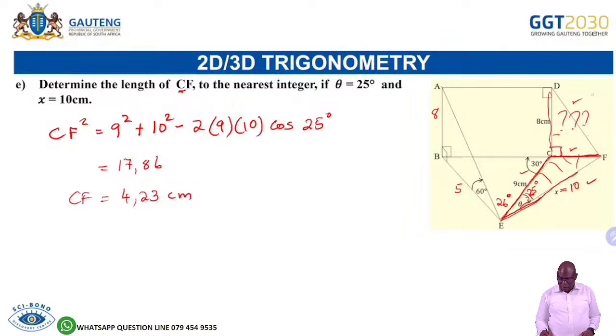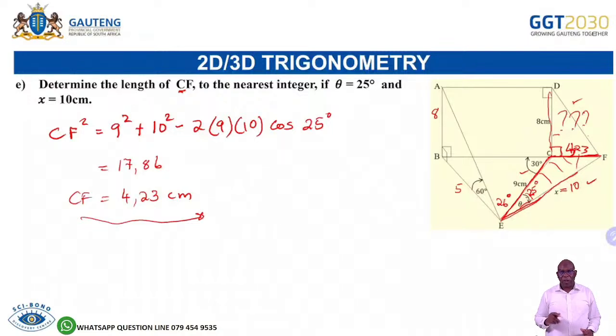So I can still get DF. If I've got that CF is 4,23, I can get DF now, with the theorem of Pythagoras or whatever, if I'm asked to do that, but I must stop there. I'm asked only to get CF. So with 2D and 3D, one thing that you must understand in this type of question is to read the questions, read the story, and make sure that all the information in that story is on the diagram.